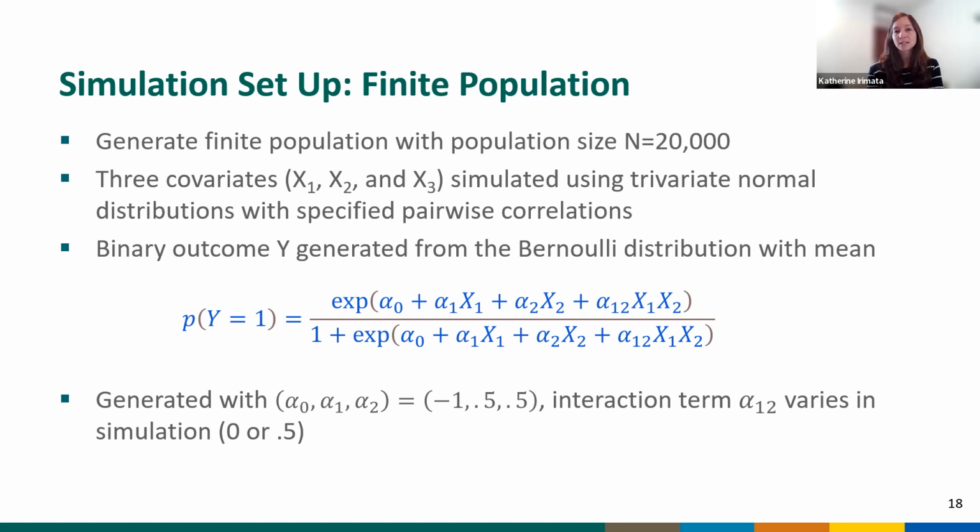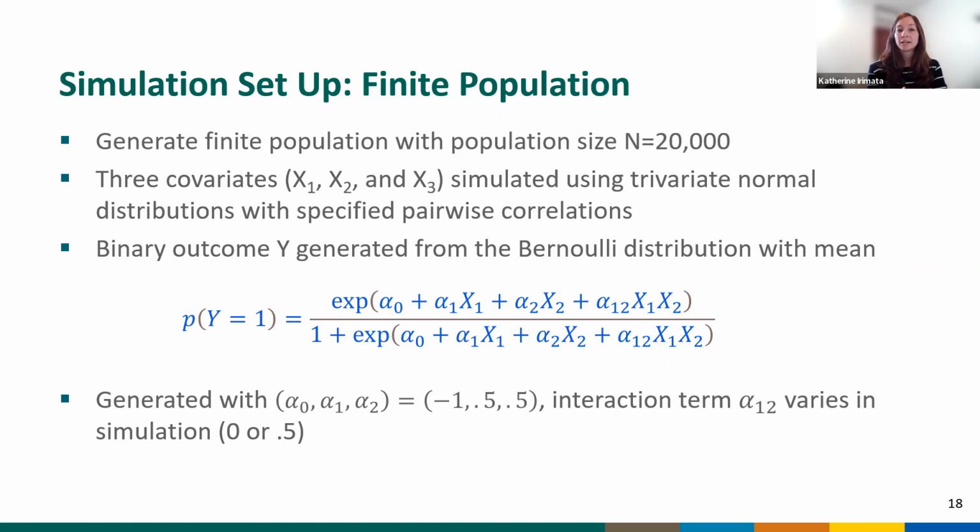The first part is to set up our population. We had a population of size 20,000, and we look at just 3 covariates, x1, x2, x3, the same covariate types: our confounder variables, our predictor variables, and our selection variables. These are simulated using a trivariate normal distribution, and we can specify the pairwise correlation. In the simplest case, we can consider uncorrelated data, which was that first DAG that we looked at, and later we can vary the correlation between those to see the impact.